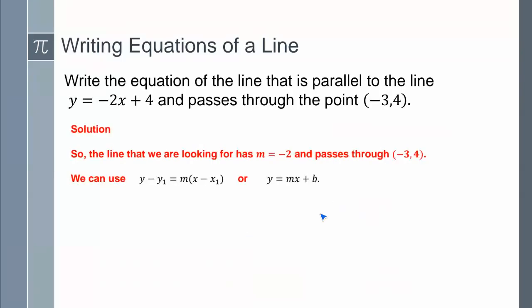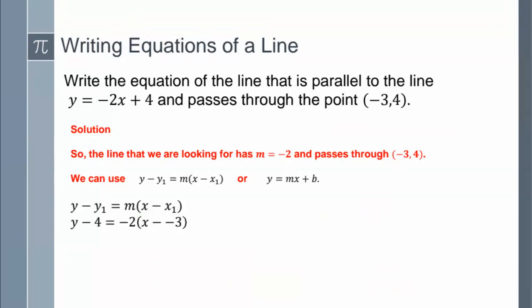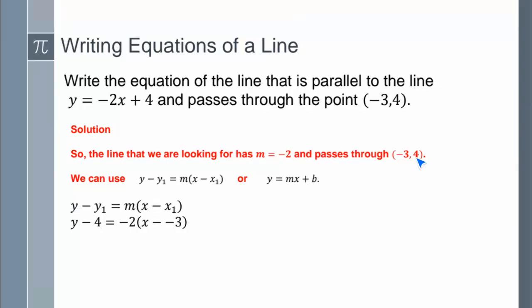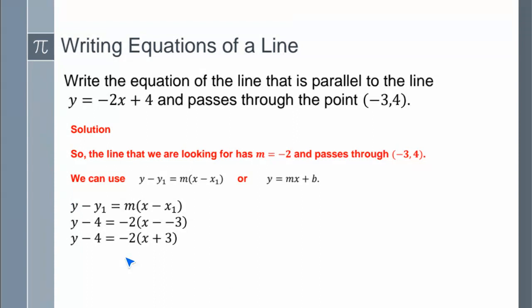So we can use either form. So let's go ahead and use the point-slope. So we're going to have y minus y1. So remember that y1 is coming from our point, so 4. And then our slope was -2. We use the same slope. x minus x1 is -3. So if we simplify, then negative negative 3 is +3. Then we can distribute the -2 in here.